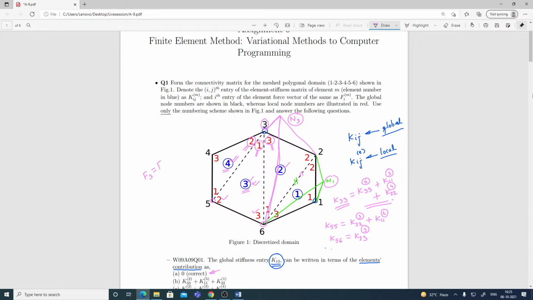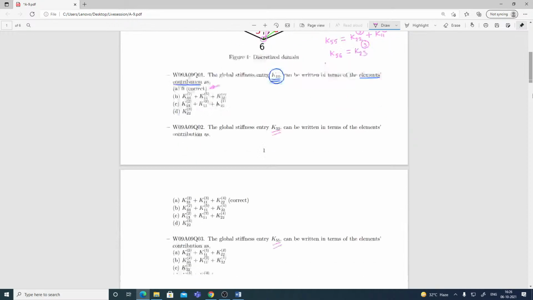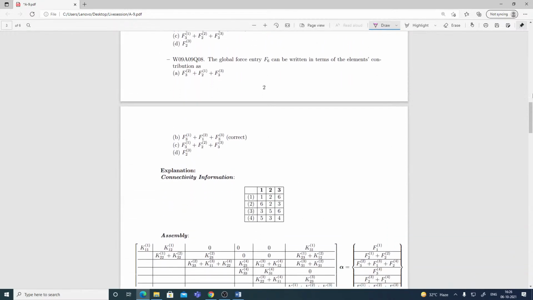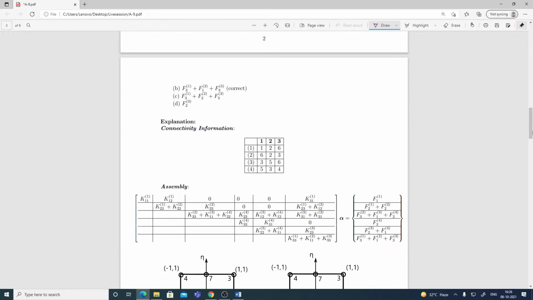So I will write this as F3 in element 2 plus F1 in element 3. Element number will appear at the superscript. And plus F2 in element 4. This is how you can calculate F3, because N3 will be 0 everywhere else except elements 2, 3 and 4. So that's why these three contributions will be there.